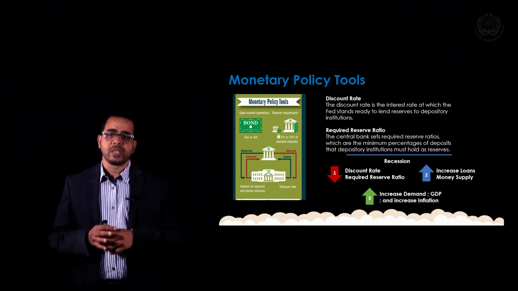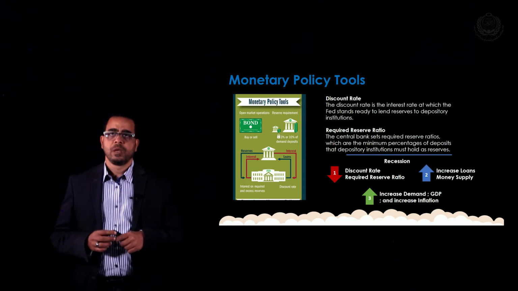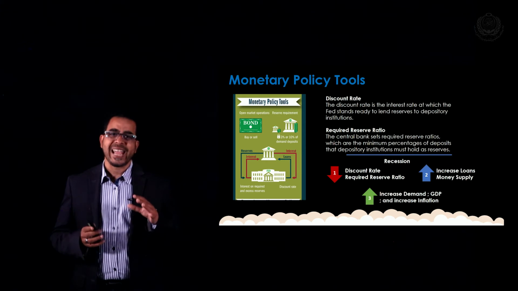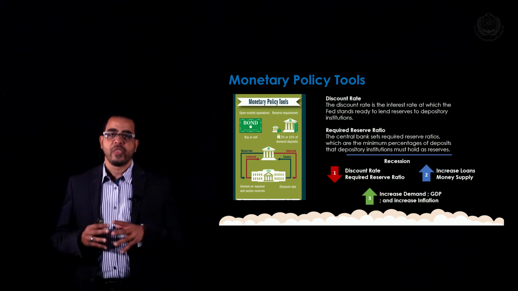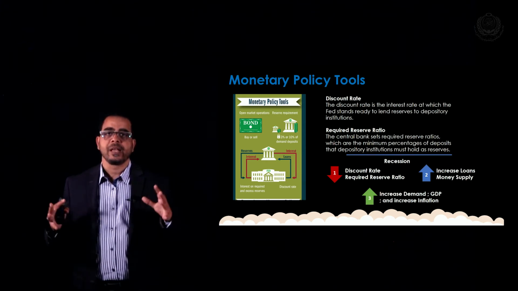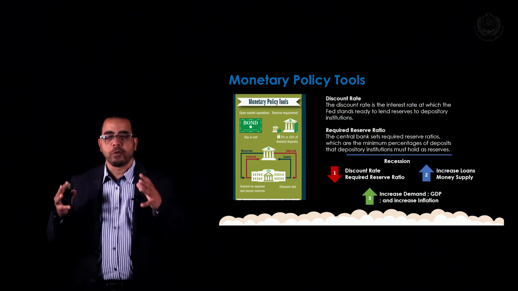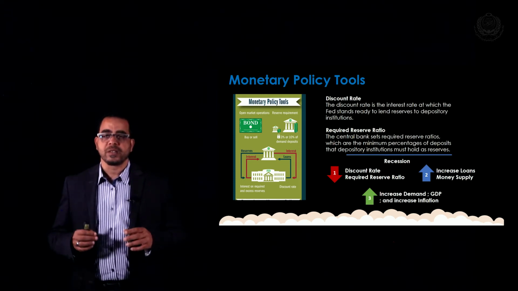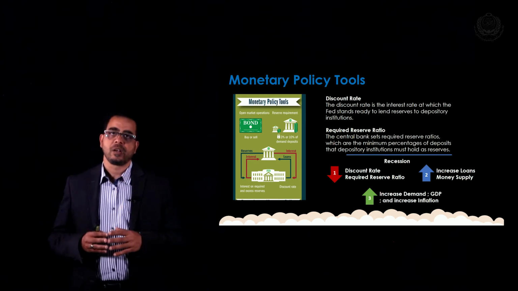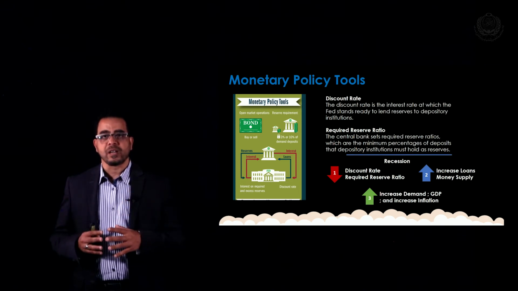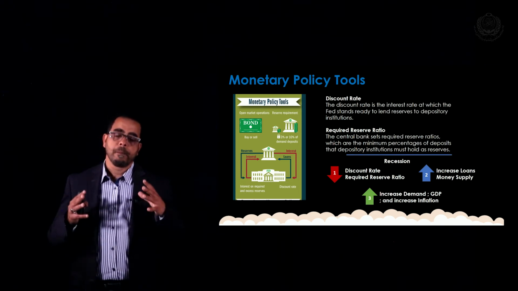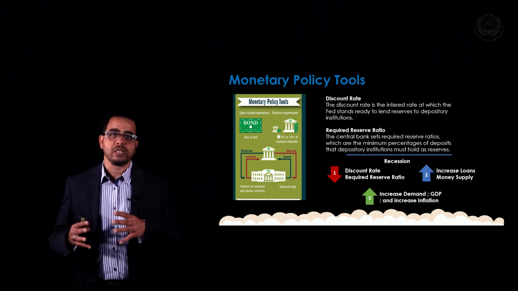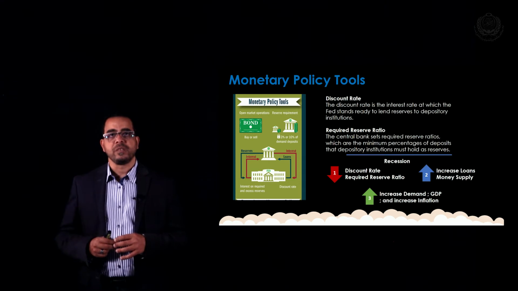The third tool is the required reserve ratio. The required reserve ratio is the percentage of the deposits that the central bank mandates banks to keep in cash. It is idle money. The banks cannot loan it. So if we are in recession and we are trying to increase the quantity of money, the central bank will decrease the required reserve ratio. By decreasing the required reserve ratio, the money supply will increase. As loans increase, this will increase demand and GDP, and increase inflation, and vice versa.